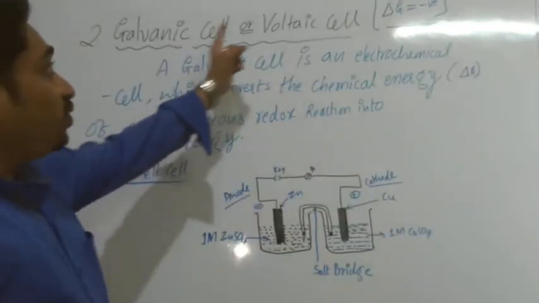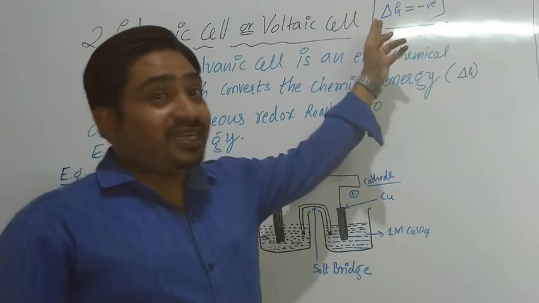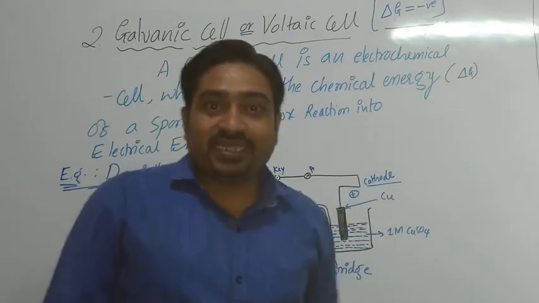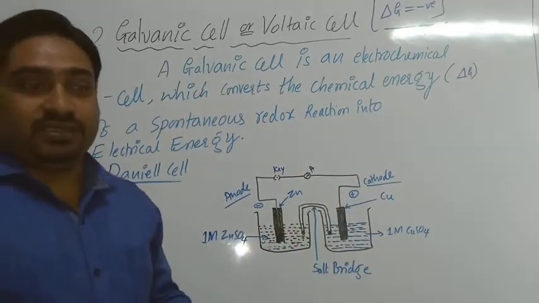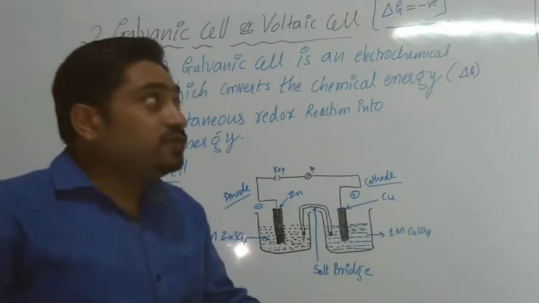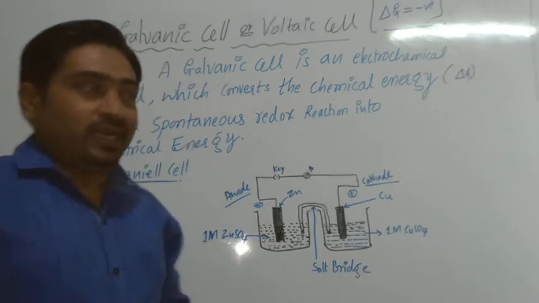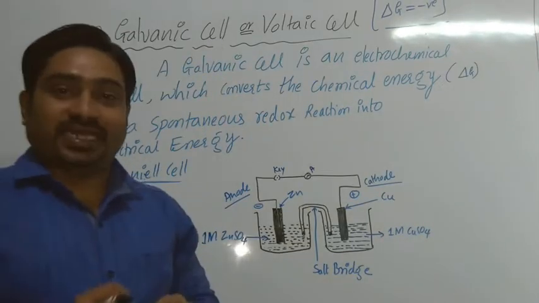Please remember, for this cell delta G is negative. Do you remember what delta G is? Delta G gives free energy, the energy from the chemical reaction which is available for useful work. Now, let us define what a galvanic cell or voltaic cell is.